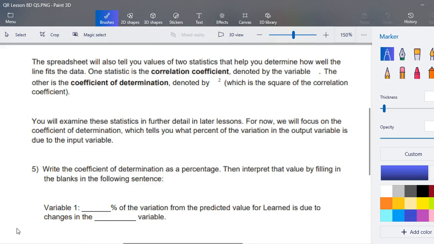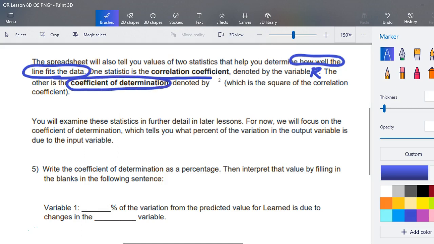There's one more concept to learn, to analyze, to look at in this lesson. The spreadsheet's going to also tell you the variable values of two statistics that tell you how well, so break out that vocabulary list again, how well the line fits the data. One is noted as the correlation coefficient, which is noted by an R. The other has a similar word in that it's the coefficient of determination, and it's denoted by R squared, which is the square of the R, the correlation coefficient.